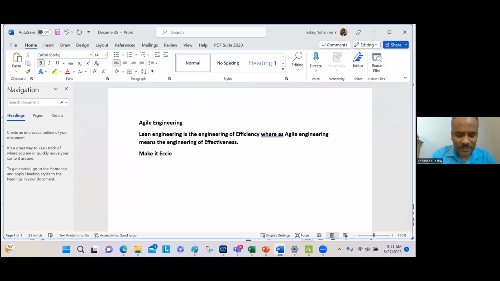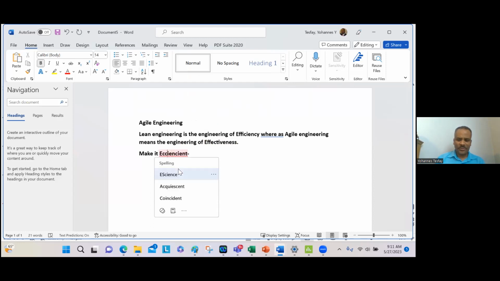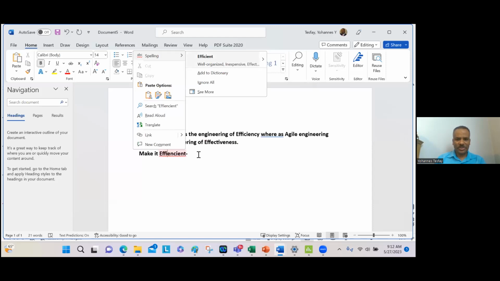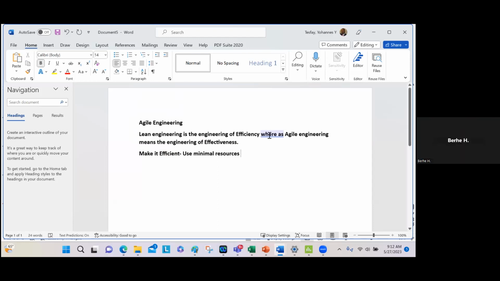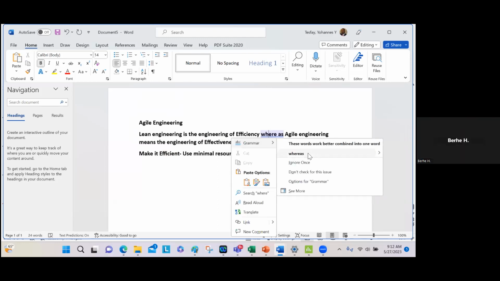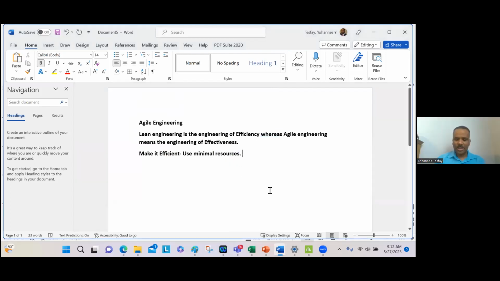So when you make it efficient, what does that mean? Efficient. I was like, oh, not efficient. Make efficient, what does it mean? Okay, use minimal resources, right? Minimal resources.